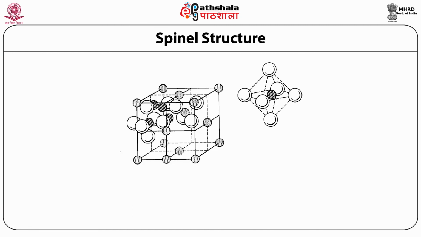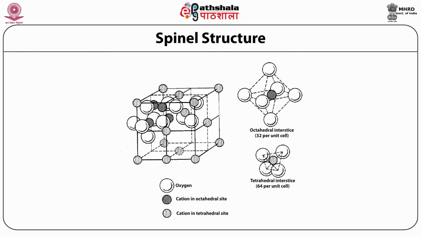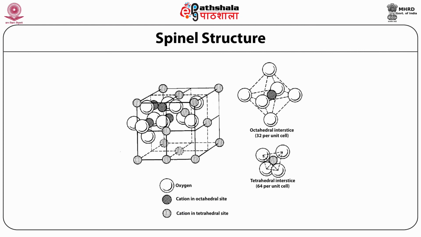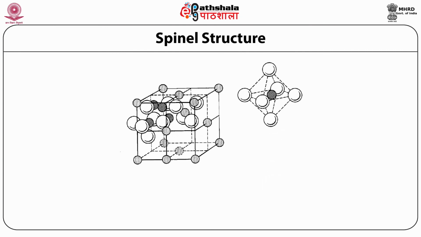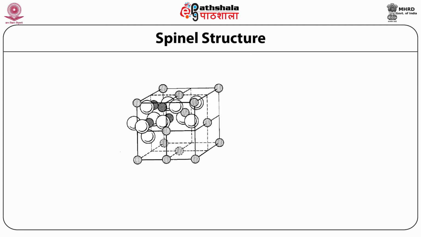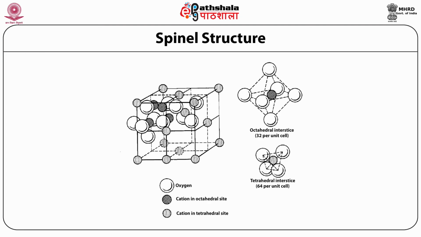Spinel structure. So students, here a general spinel structure has been shown, where the bigger circles represent the oxygen atoms, the shaded ones represent a cation in the octahedral site, and the dotted ones represent a cation in the tetrahedral site. As you can see, there are 32 octahedral interstices per unit cell, as compared to 64 tetrahedral interstices per unit cell.